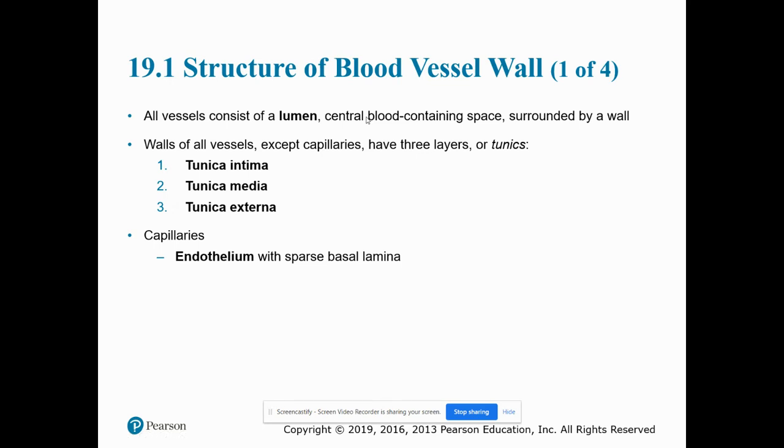All vessels consist of a lumen and a wall. The wall is going to be surrounding the lumen, and the lumen is the part that contains the blood. The walls of all vessels except capillaries have 3 layers or tunics: the tunica intima, the tunica media, and the tunica externa. Capillaries have an endothelium with a sparse basal lamina.